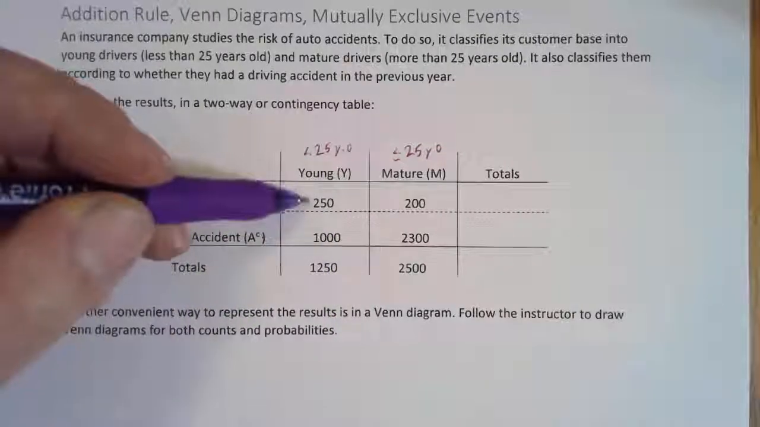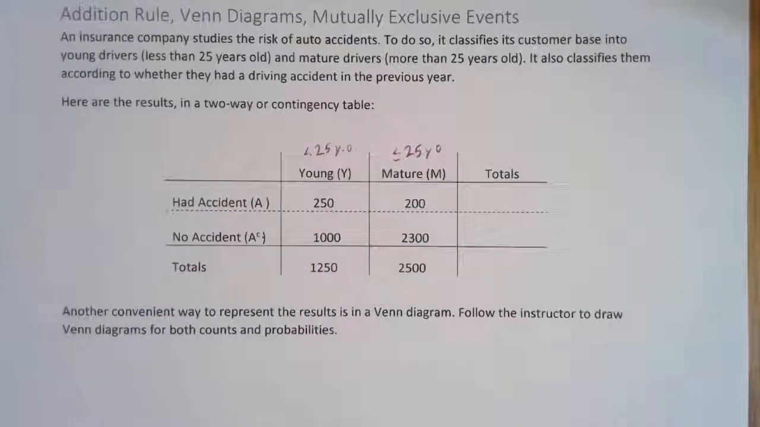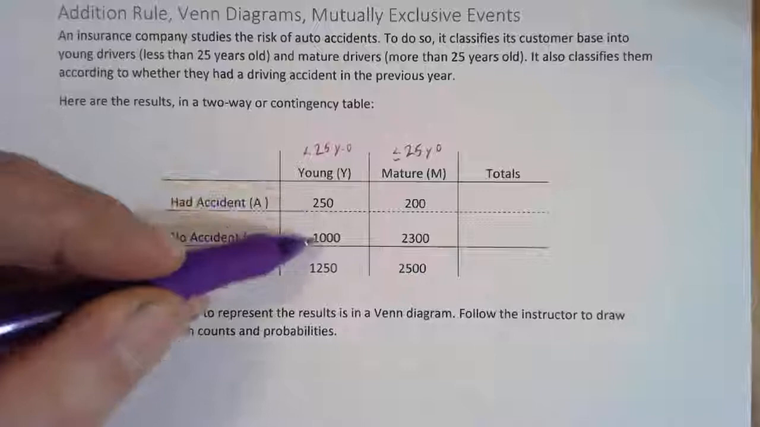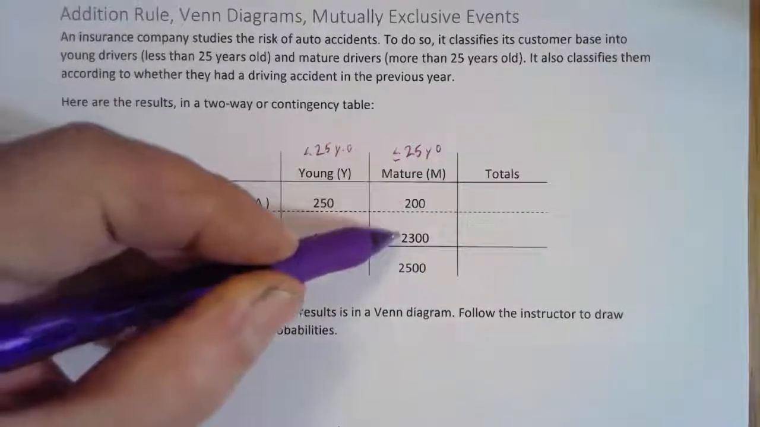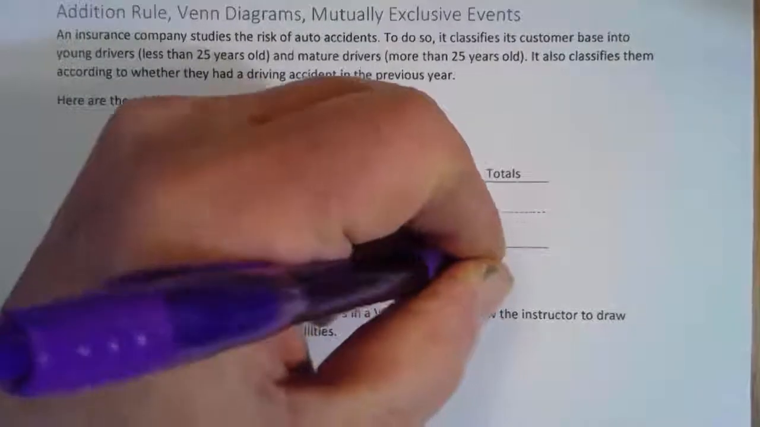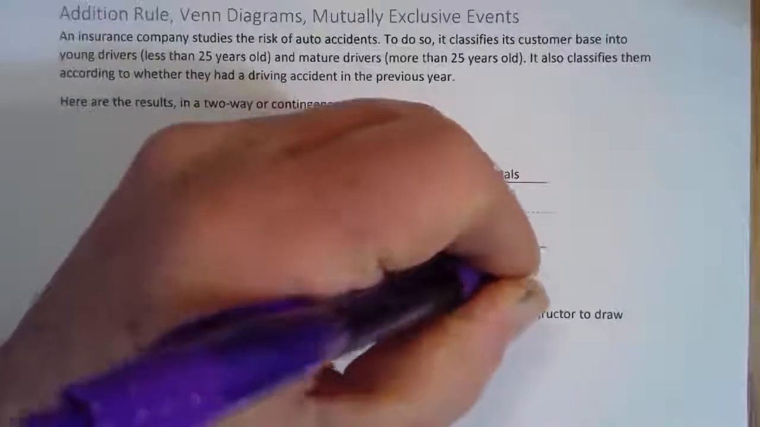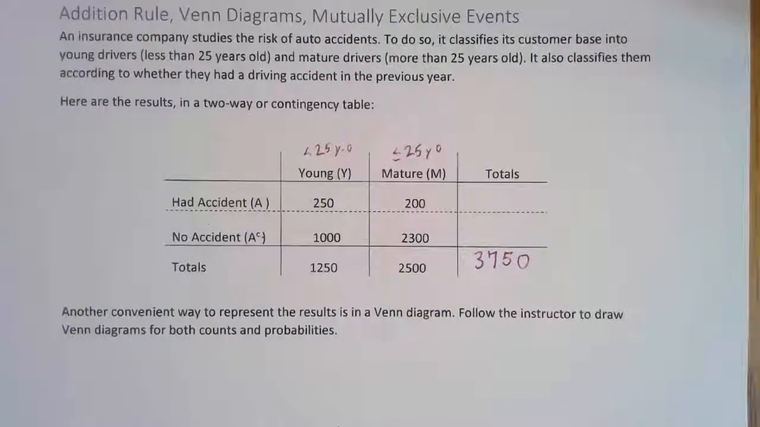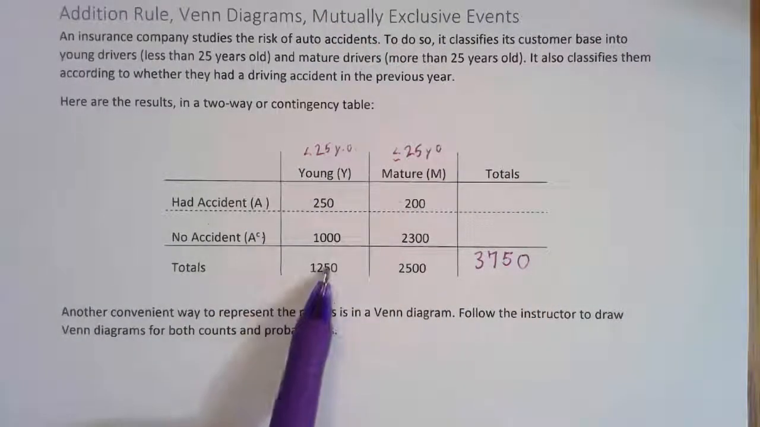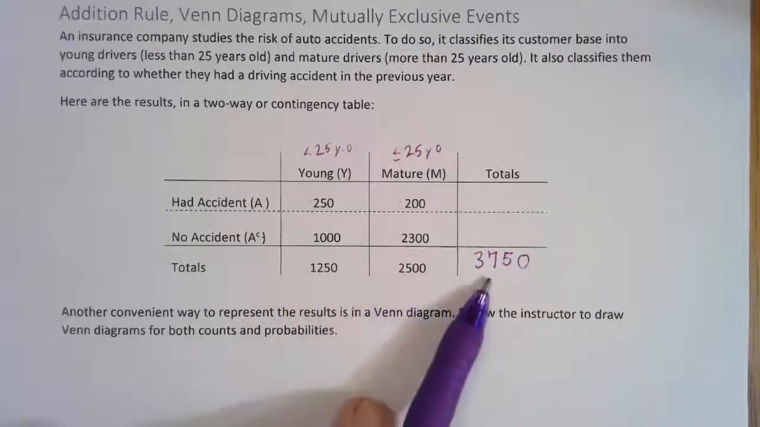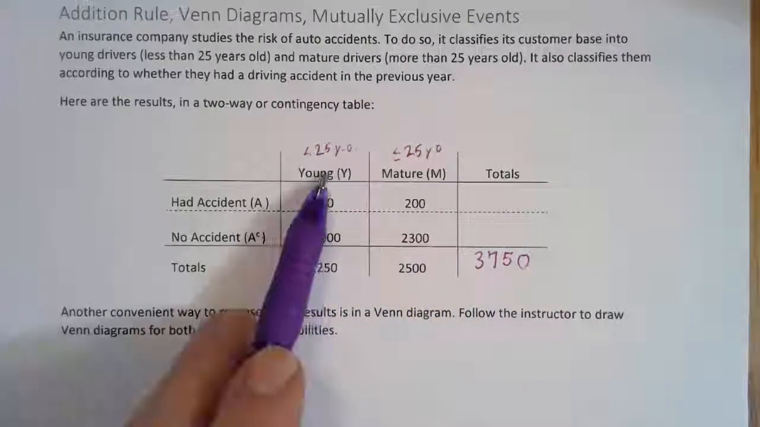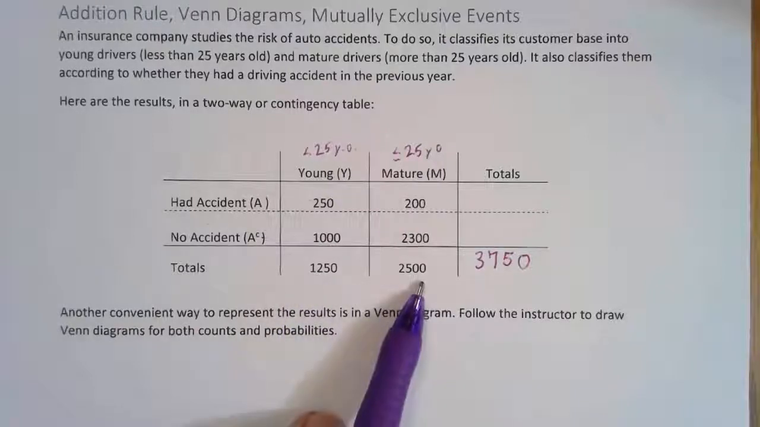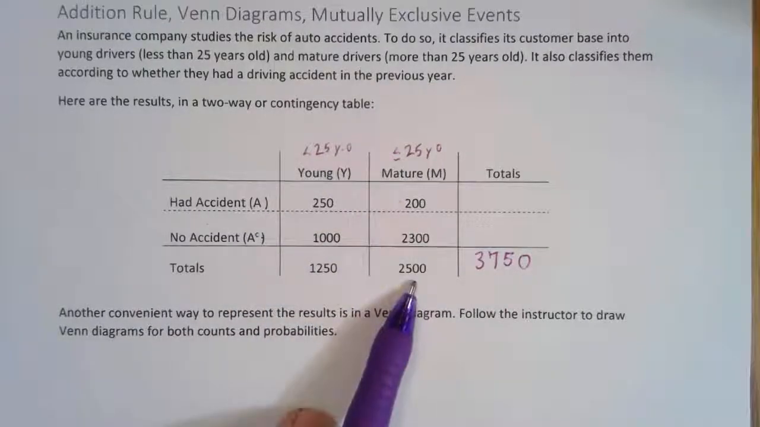Now, if we want to get to probabilities, we need to divide by the total number of customers. We could do that by simply summing up these values in these four cells, and we'll see that that comes out to be 3,750. Of course, we could have summed these two subtotals to get the same value. This is the number of young customers. This is the number of mature customers.